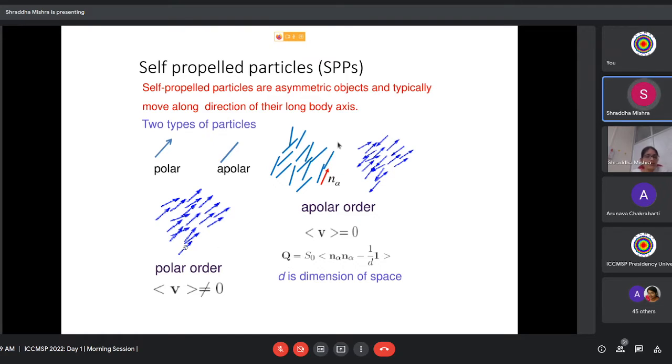So this is called the polar ordered. Polar particles can form the polar ordered as well as the apolar ordered state, but apolar particles can only form the apolar ordered state. In today's talk, I'm going to focus only on the polar particle and polar order, but we have also done some work on the apolar particle and the role of disorder in the apolar species. Okay.